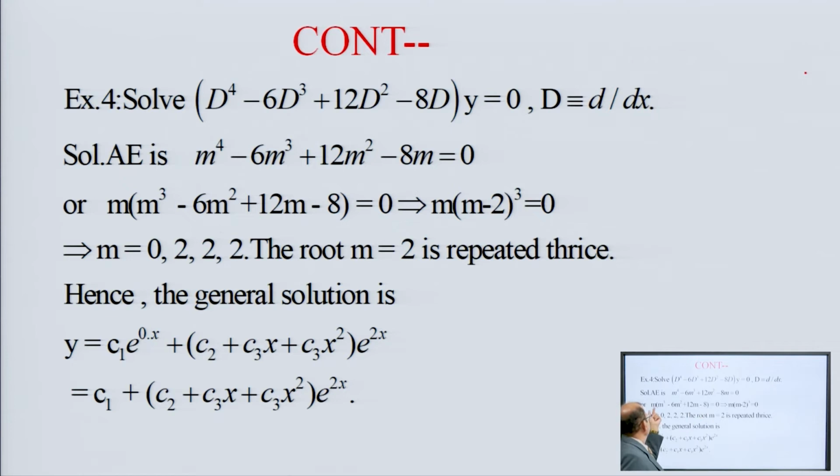Take m common: m cube minus 6 m square plus 12 m minus 8 is equal to 0, meaning it is m into m minus 2 whole cube is equal to 0, so the values of m are 0, 2, 2, 2, because these are coincident roots. m1 is equal to 0, and m2, m3, m4 are equal to 2.